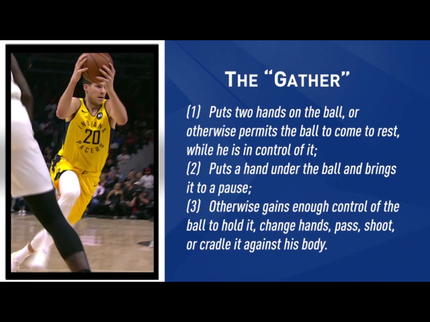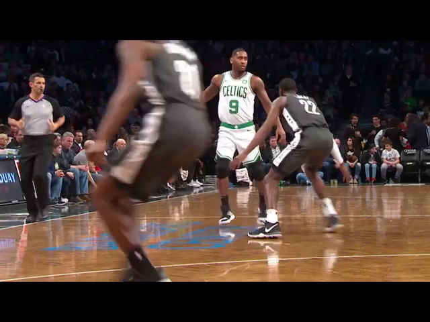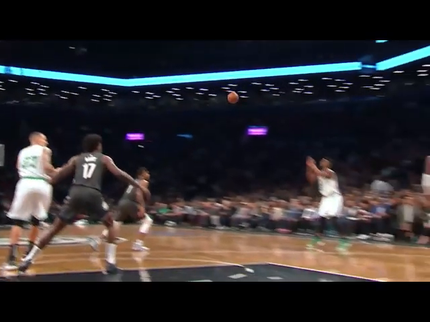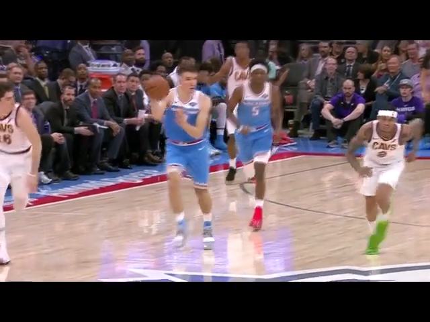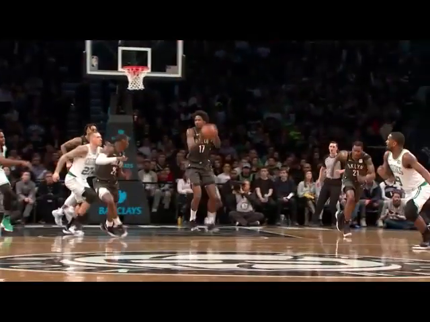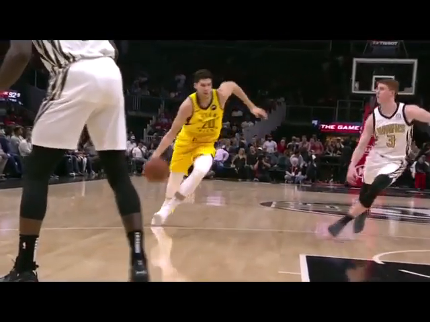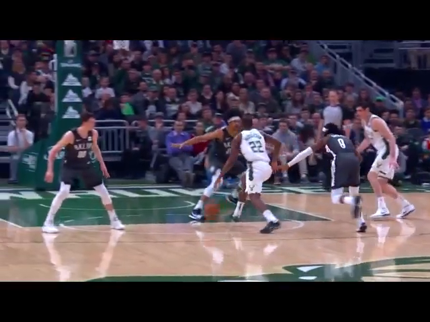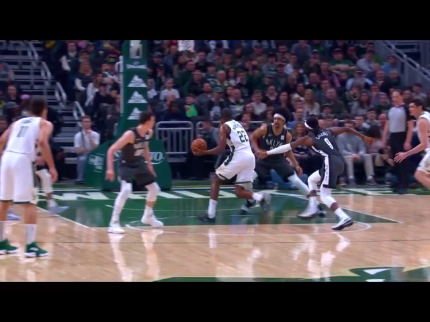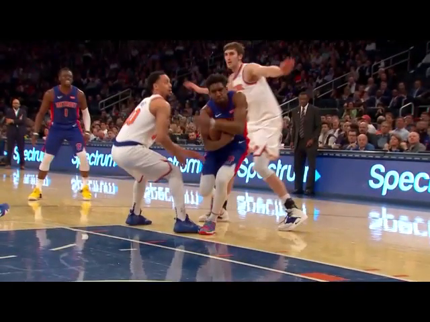Let's take a look at a series of examples of players gathering the ball. Here, Semi Ojeleye receives a pass in mid-air, and he has immediately gathered the ball. Next, we will see Buddy Hield receive a pass in transition, and he catches and gathers the ball right here. Our next example shows Ed Davis gather the ball as he gains control of a loose ball. Next up, Doug McDermott ends his dribble, and he gathers the ball with two hands right here. Here, Khris Middleton drives to the basket, and he ends his dribble with a one-hand gather, seen right here. Last, we will see Langston Galloway gather the ball by cradling it against his body.